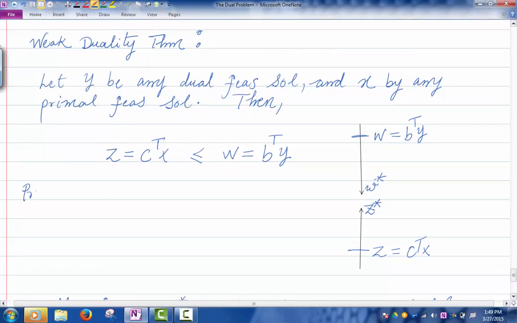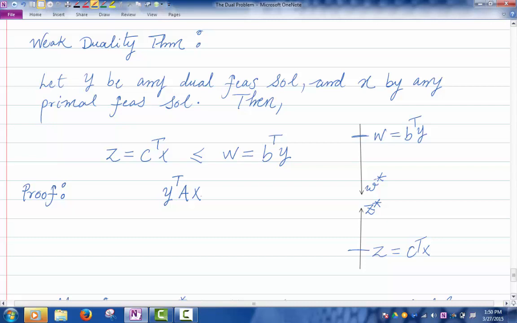What's the proof? The proof is very easy. All you have to do is look at the following thing. You look at y transpose multiplied with A times x. Look at this quantity. Does it make sense to write y transpose Ax? Notice that of course A and x make sense because Ax is the left hand side of the functional constraints of the primal. Is it okay to multiply A on the left by y transpose? Well, yes, because what is the size of y transpose? Y transpose would be 1 by m. And what is A? A is m by n. So the number of columns of y transpose is the same as the number of rows of A, so I can multiply them. So this is valid.